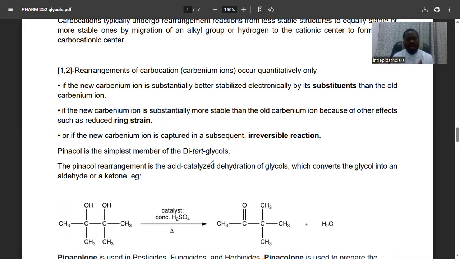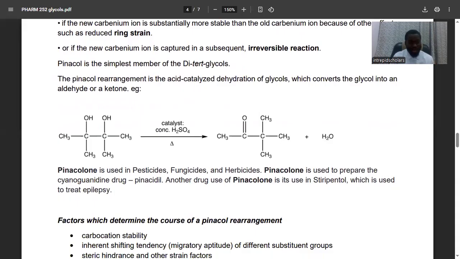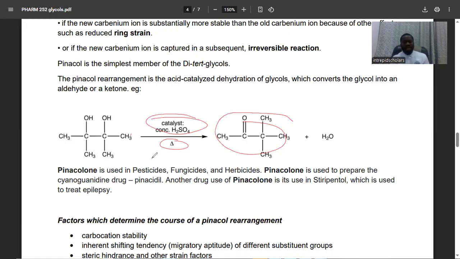Now, we are saying that the pinacol rearrangement is an acid catalyzed dehydration of glycols, which converts the glycols into aldehydes or ketones. Dehydration also introduces temperature, which means you have to add heat. So let's look at something. This is pinacol in essence. The strong acid is a catalyst, and then we have heat, and we form something we call pinacolone. So the pinacol undergoes dehydration to form pinacolone.